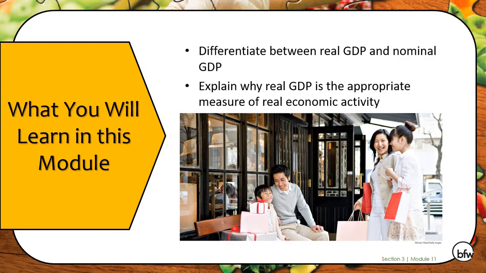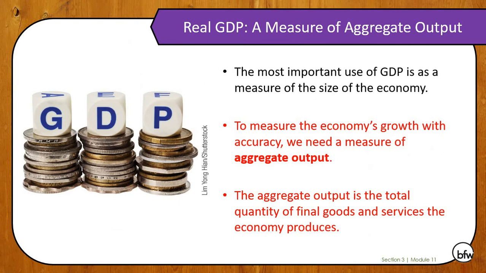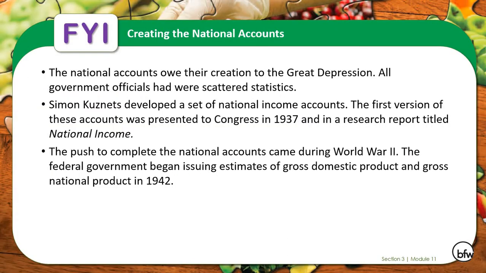So in this module, we're going to differentiate between real and nominal GDP, and we're going to explain why real GDP is the appropriate measure of real economic activity compared to just, say, nominal GDP. Now, the most important use of GDP is as a measure of the size of the economy. To measure the economy's growth with accuracy, however, we need a measure of aggregate output. Aggregate output is simply the total quantity of final goods and services that the economy produced. So it's not going to be a dollar amount or anything like that.